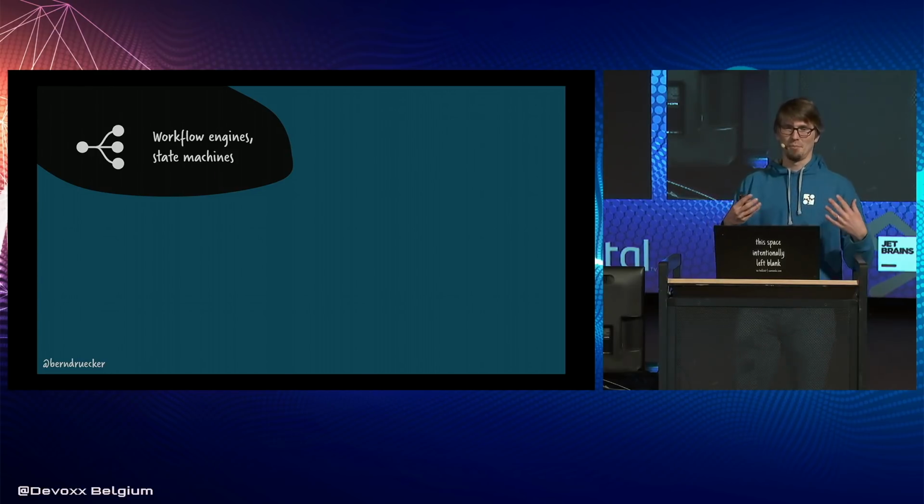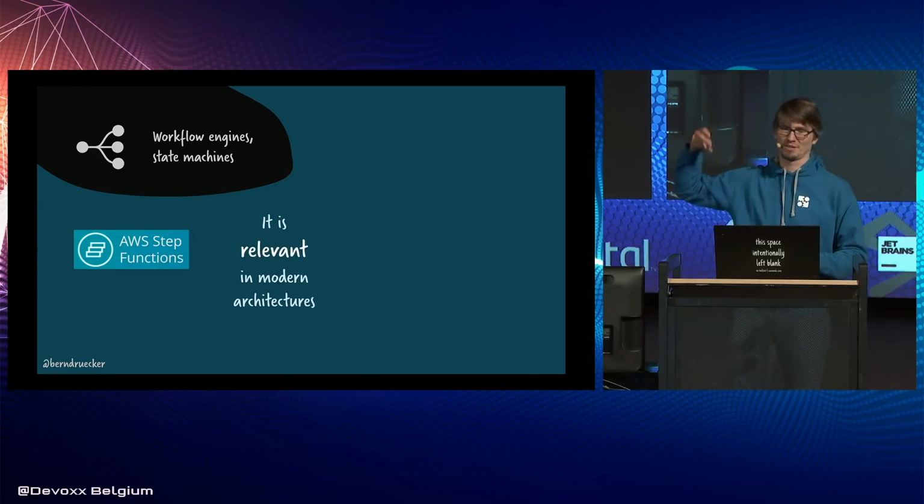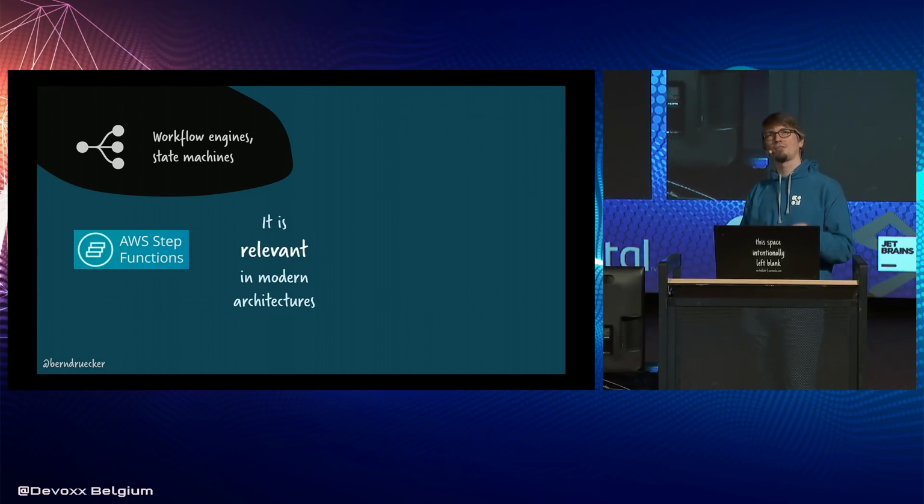So if you look at what's happening there, for example at the cloud providers, all of them start to have some kind of workflow engine or state machines, especially for these kinds of problems. So in AWS, it's, for example, Step Functions. But Azure and Google Cloud also have things like that.